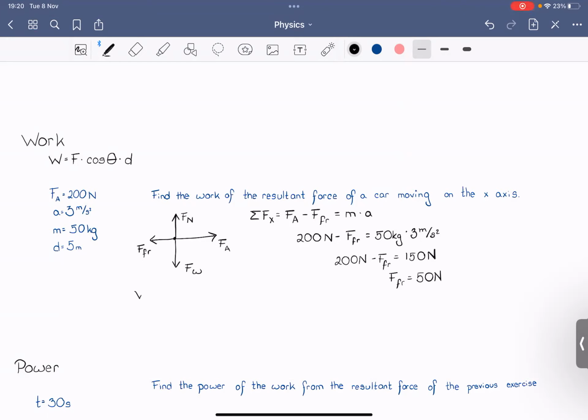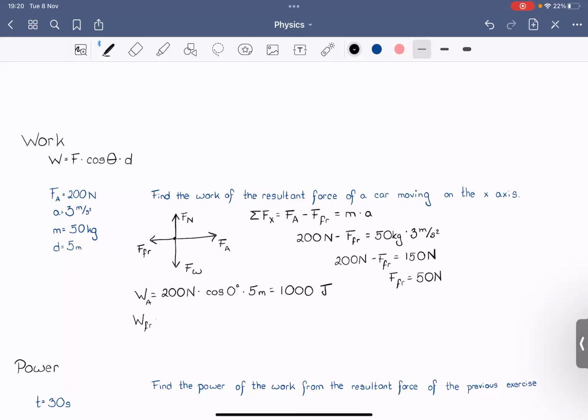So first, we're going to get the work of our applied force. Our applied force is 200 newtons times cosine of our angle, which is 0 degrees, times our distance, which is 5 meters. So 200 times cosine of 0, which is 1, times 5 would give us 1,000 joules, which is the unit that we said was going to be for work.